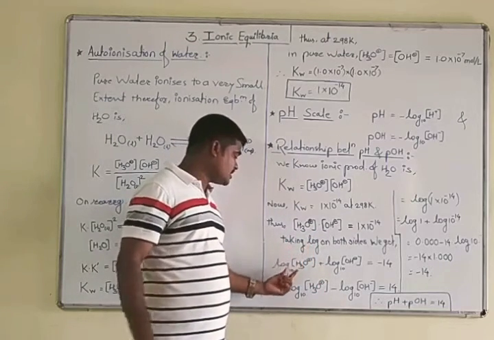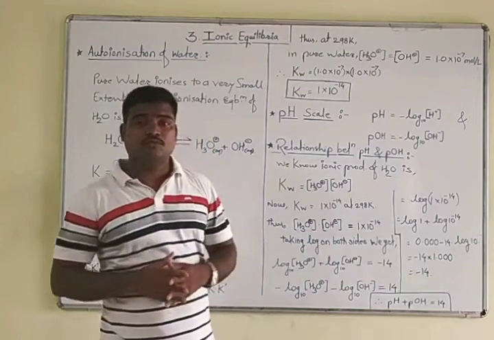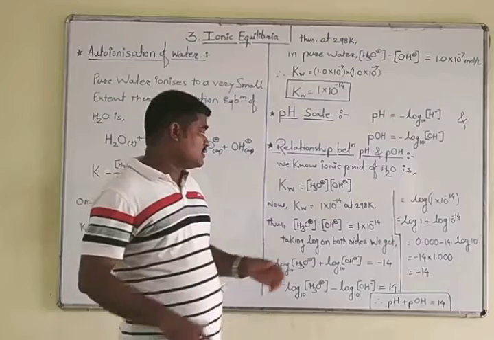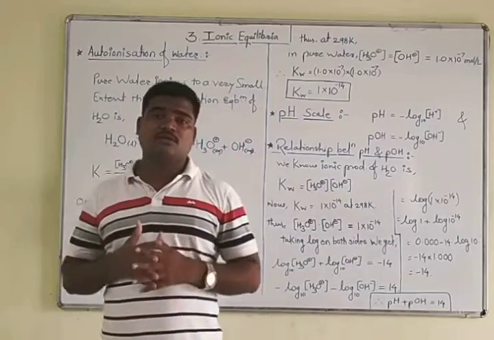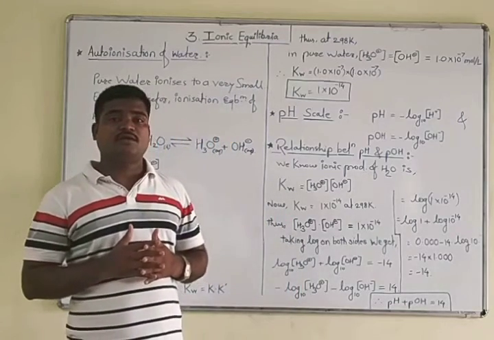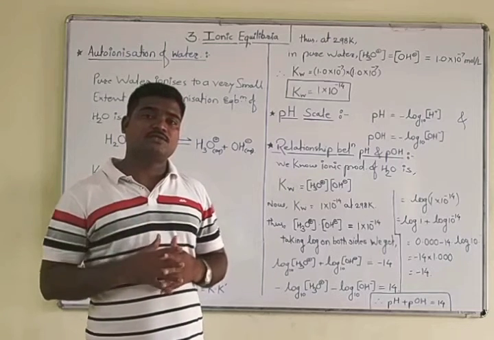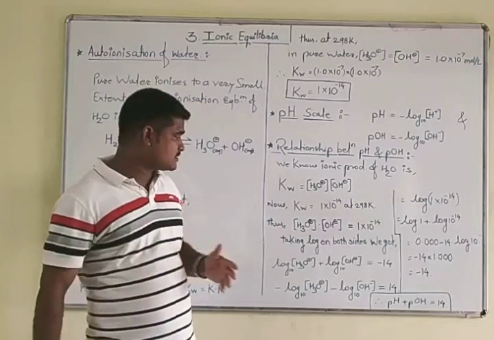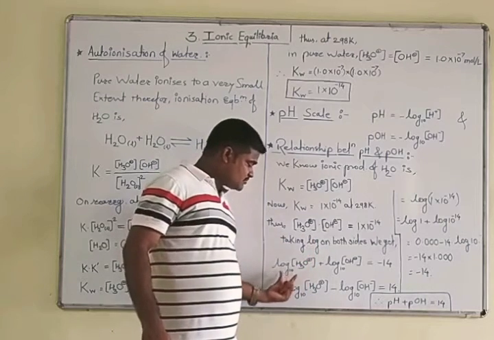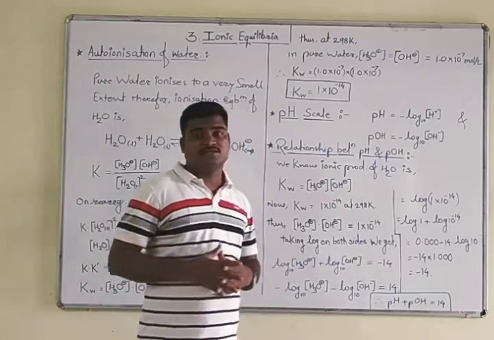Now what does this term indicate? Here there is the product of two species, that is H3O plus and OH minus ion concentrations. In mathematics there is one rule, which we call the multiplication rule: if we take the log of a into b, it converts into log of a plus log of b. That is, we can say the addition rule. Here, log to the base 10 of the product becomes log to the base 10 of H3O plus, plus log to the base 10 of the OH minus ion concentration.